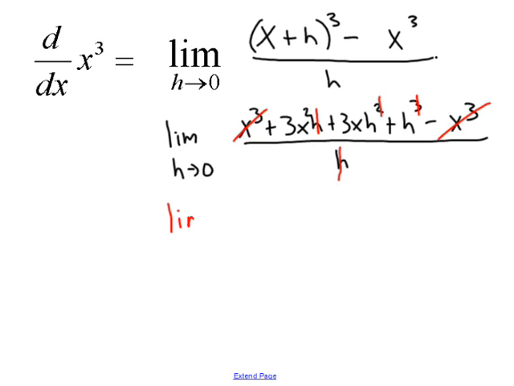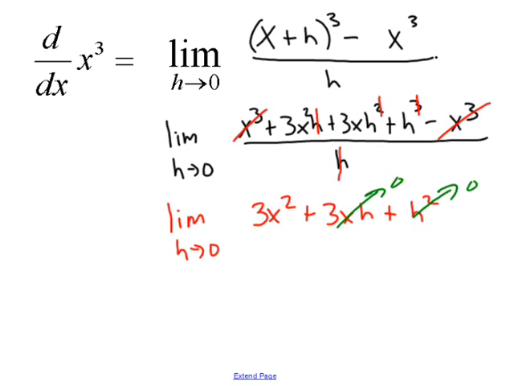Again, if you don't know Pascal's triangle, do it by brute force, that's fine. So I am left with 3x squared plus 3xh plus h squared. And as h goes to 0, this will run off to 0, this will run off to 0, and we will be left with 3x squared.